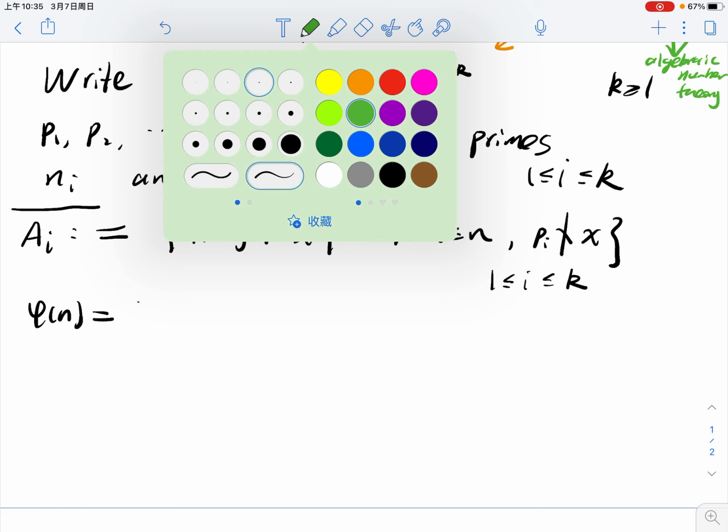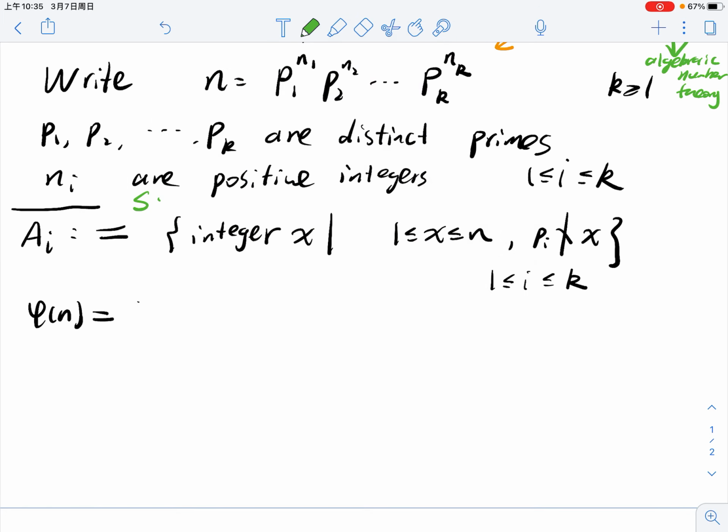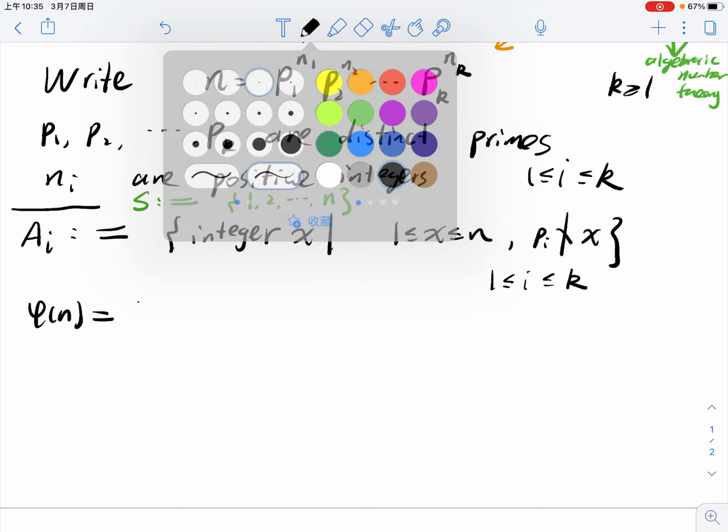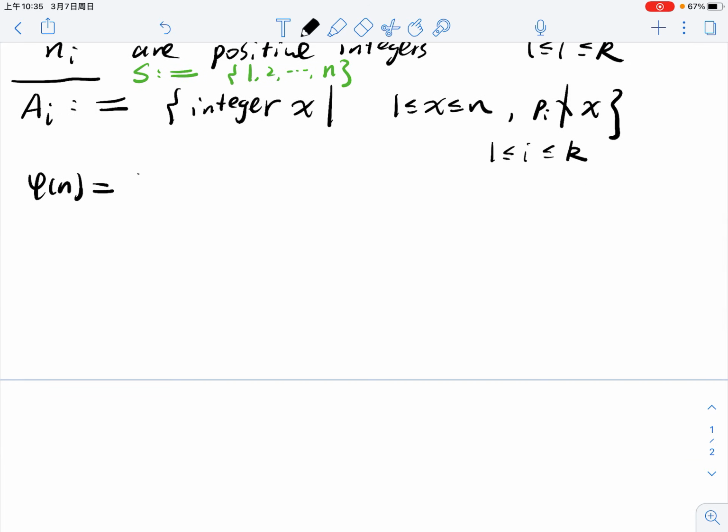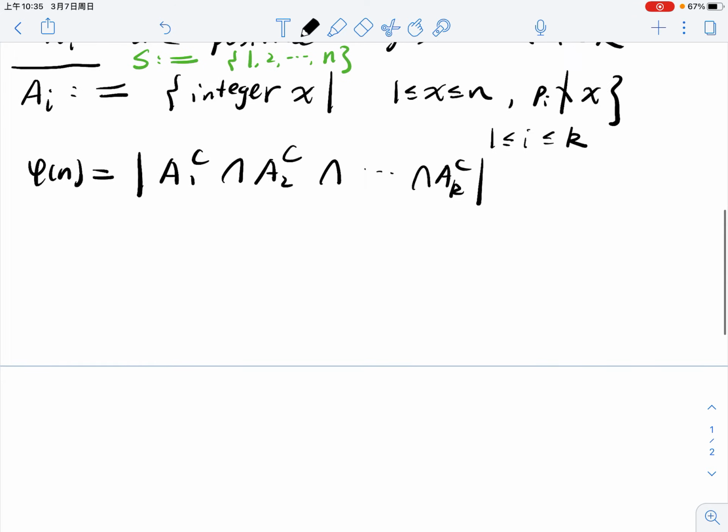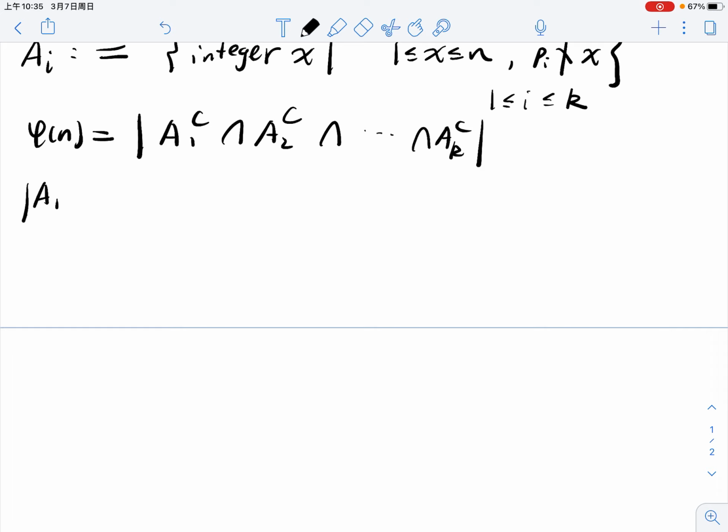And after that, phi n, okay, if you think it's too quick, actually here I omit one step: define the whole set S to be 1, 2, 3, 4, all the way to n. But since it's trivial, I omit this. And then, according to this definition, phi n is just the cardinality of the intersection of all the complements of Ai. Then let's compute the cardinality of 1 intersections, 2 intersections, and all the way up to k intersections.